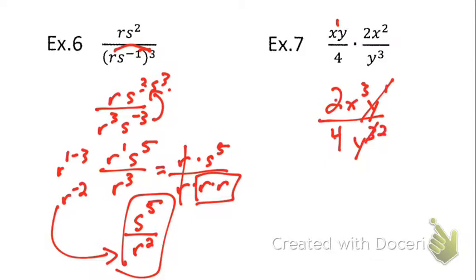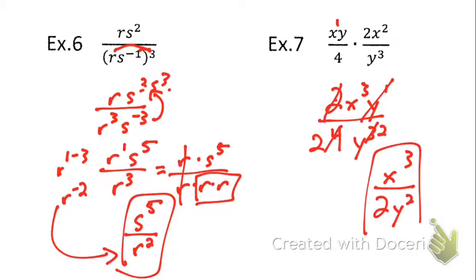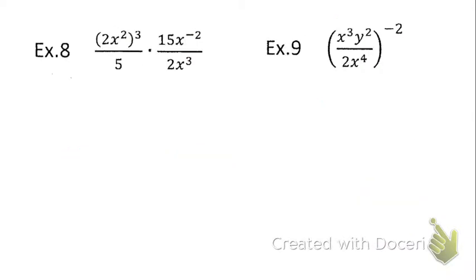Now, 2 and 4, they're both divisible by 2. So that's simplifying a fraction. So what you really have here is x to the third over, that goes away, that becomes a 2, 2y squared. That's going to be your answer there. Kind of ugly, but, works.